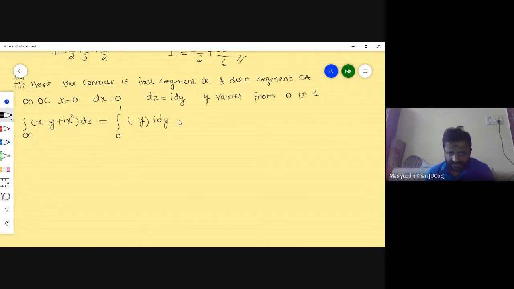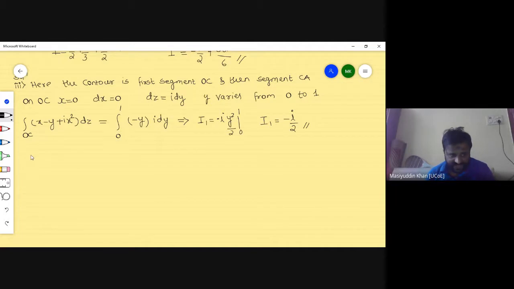So integrating this part, representing this as I1 is equal to, integration gives I as it is, minus y square by 2, limit points 0 to 1. Therefore I1 is equal to minus I by 2. This is our I1, the integration on the segment OC, because this is a line integral, so you are calculating the integration of a line.